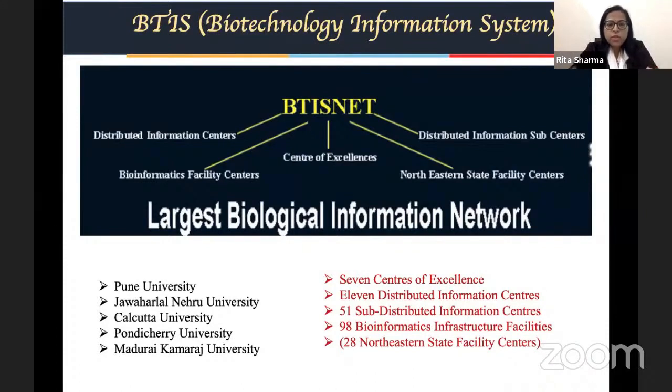And some of the universities which took the initiative, the first ones to start bioinformatics in the country, were Pune University, JNU, Calcutta, Pondicherry, and Madurai Kamaraj University.